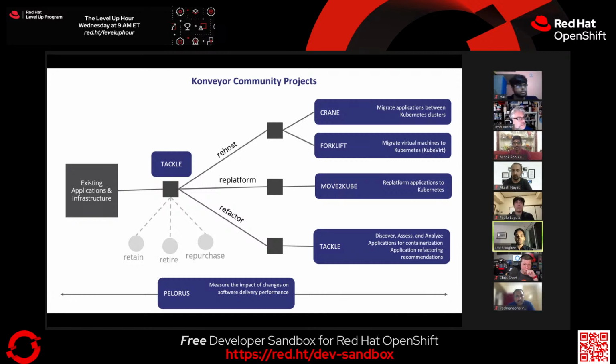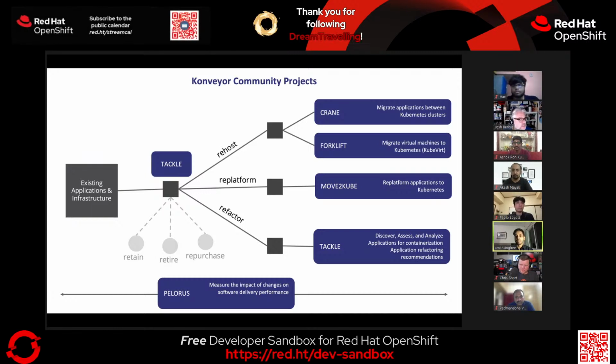On the rehost side, we have Crane that helps you migrate your applications between Kubernetes clusters. So it migrates over the state, so it's like a live migration. And then we have Forklift that will let you take your VMs and move them over to KubeVirt so that you've got your VMs running on Kubernetes. And then finally, there's Tackle on the right-hand side that actually does detailed source code analysis to analyze your applications and help you move them closer to containerization. And then Polaris that helps your organization measure the impact of changes that you're making in your software delivery so that you're actually moving in the right direction and improving the metrics around software delivery performance, right? So a variety of different tools. With that, I'm going to hand it over to Ashok to take us through Move2Kube.